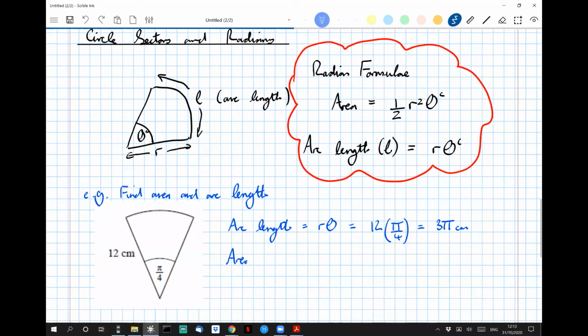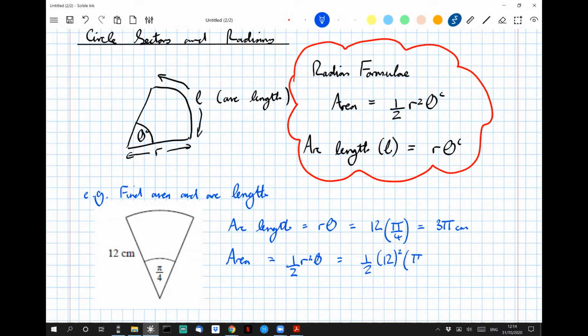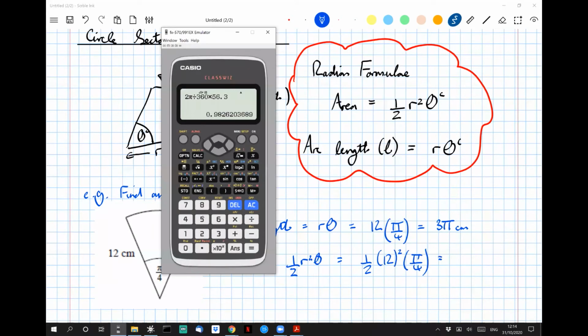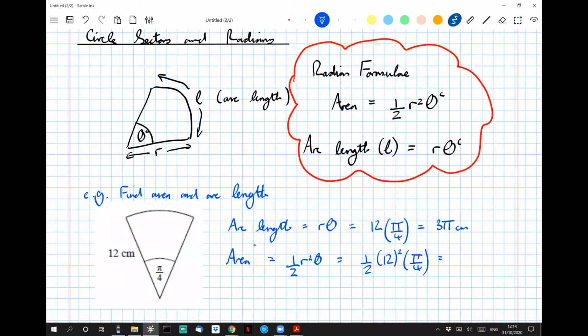And then the area, again, just to aid you remembering these, a half r squared theta, write them out, equals a half times 12 squared times pi over 4. And I should be able to follow that through in my head, but I'm not going to take the risk. Half r squared theta, which is 18 pi centimeters squared.